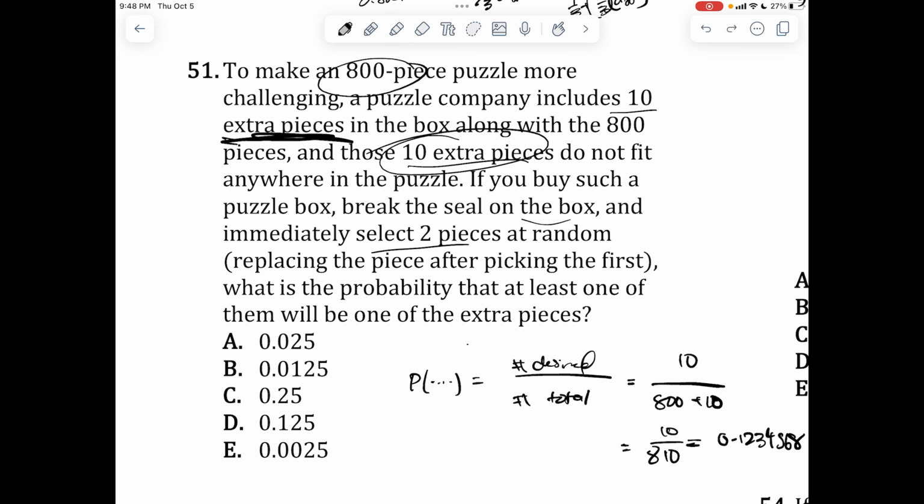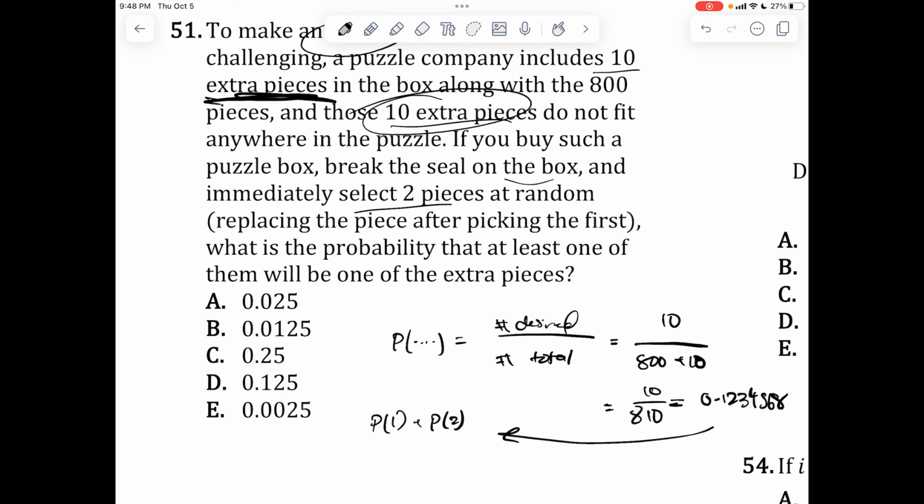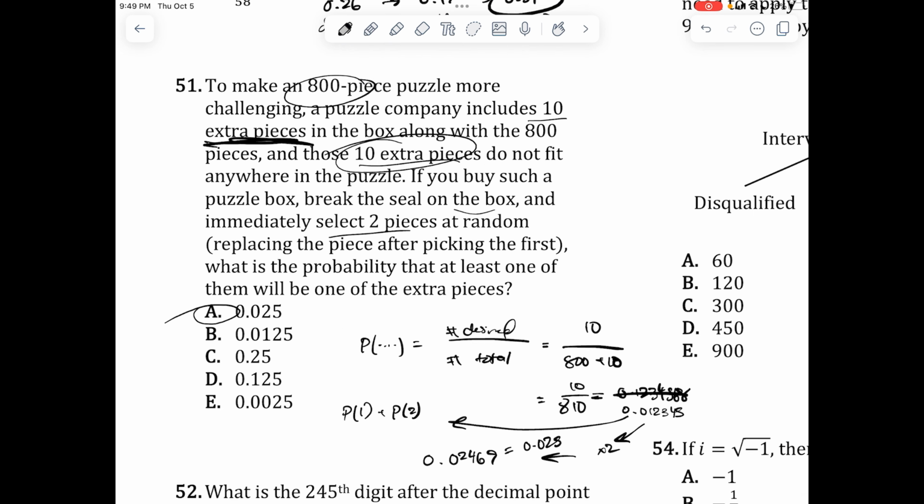So this is the probability of having it happen once, but having it happen at least once when you're choosing twice, maybe you'll just double this. Yeah, I believe you double it. You do the probability of event 1 plus the probability of getting it on the second time, or essentially just double the probability. So this is actually 0.012345. If you multiply by 2, you end up getting 0.02469, which you can round up to 0.025. Answer is going to be A.